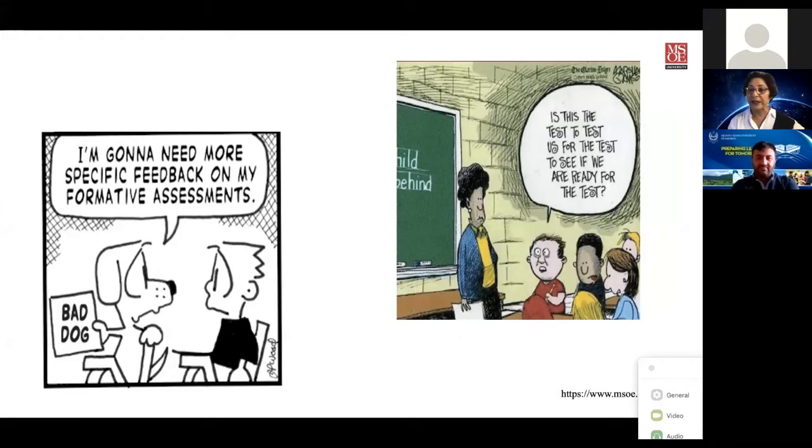And here, if I can see it. Let me see. So it says, is the test to test us for the test to see if we are ready for the test? So students are always very anxious about assessment.